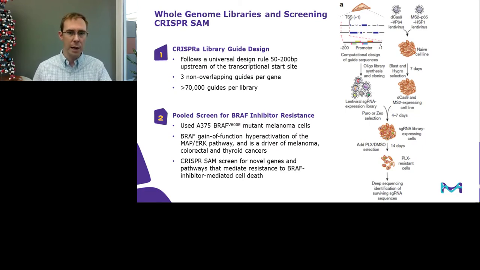These cells are integrated with the SAM helper components and then transduced with the guide library. The BRAF inhibitor, PLX4720, was used to enrich for resistant cells that escape selection. Genomic DNA is then harvested, and guide representation was established by next-generation sequencing analysis.